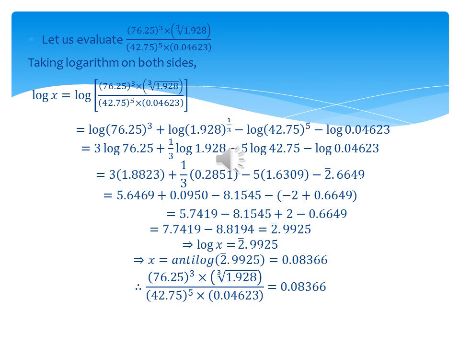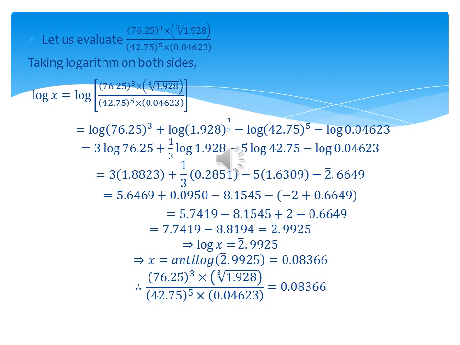We are taking a similar example to evaluate 76.25 the whole cube into cube root of 1.928 divided by 42.75 the whole power 5 into 0.04623. So take the given value as x, take log on both sides. Log of a power b can be written as b log a, and wherever there is multiplication you add the logs, and where you have to divide you have to subtract the logs.